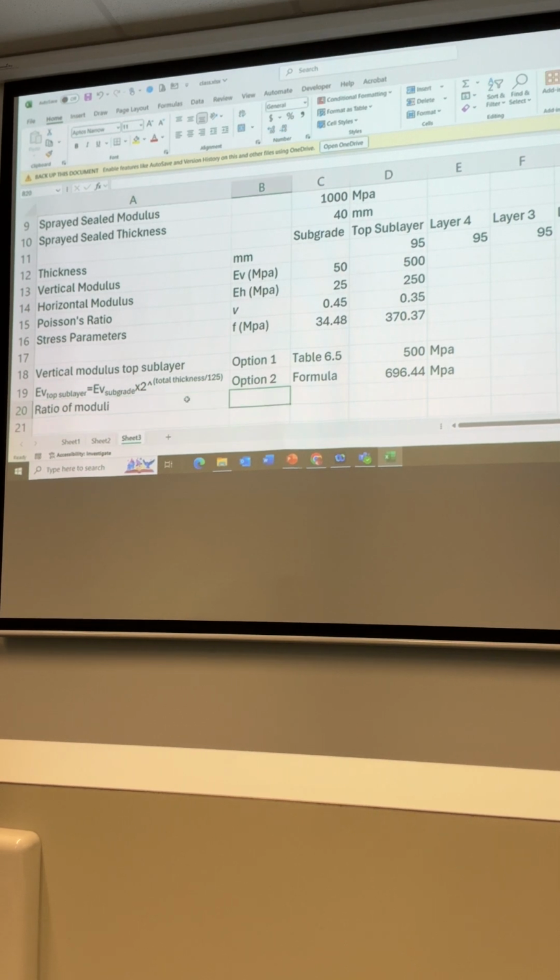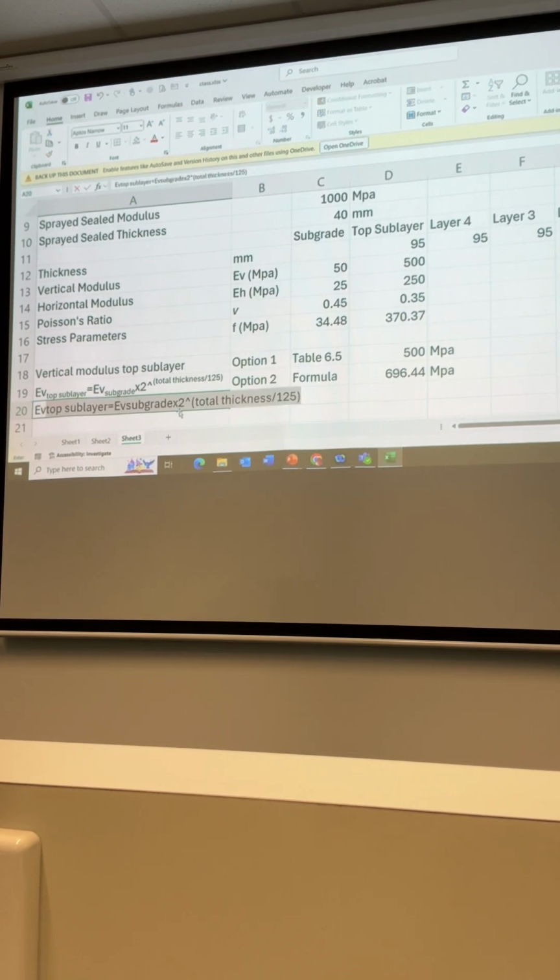Dime qué dijo, porque sabes que está alineado tus valores, ¿no? I have to write this. Yo estoy viendo aquí, por favor. No lo hagas, yo no te digo. EV of the top divided EV of the subgrade, everything to the power of 1/5.